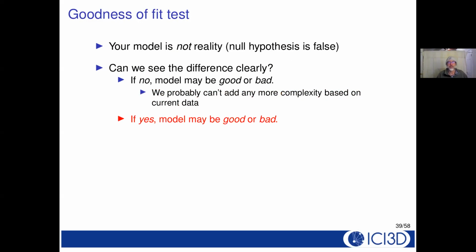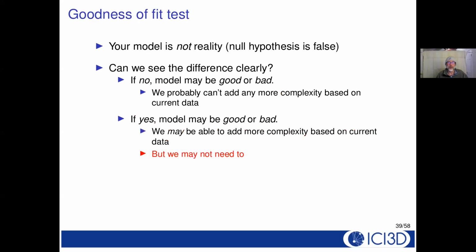Similarly, if we see the difference clearly, the model may be good or bad, but it means that there might be things in the data still left for us to explain. But we may not need to. There may be a model that's perfectly good that fits all the characteristics of the data that we need or that allows us to answer our question, but we can still see the fact that the data differ from the model because we know the data are going to differ from the model, because we know that the model is working in a model world and not in the real world.